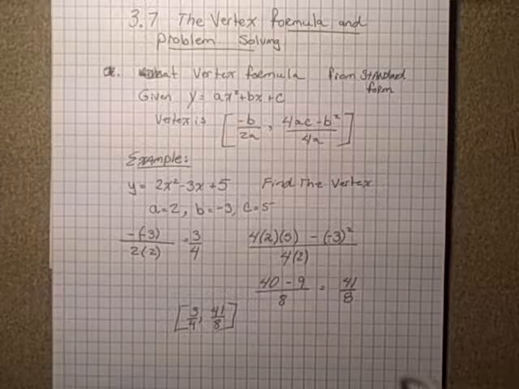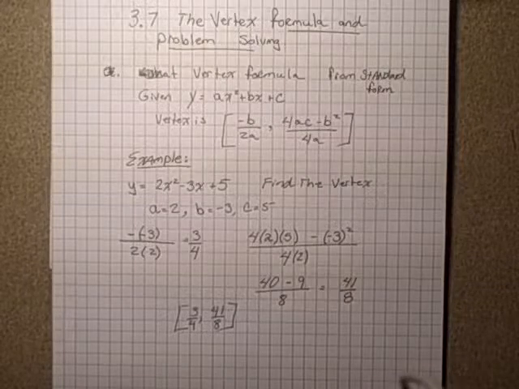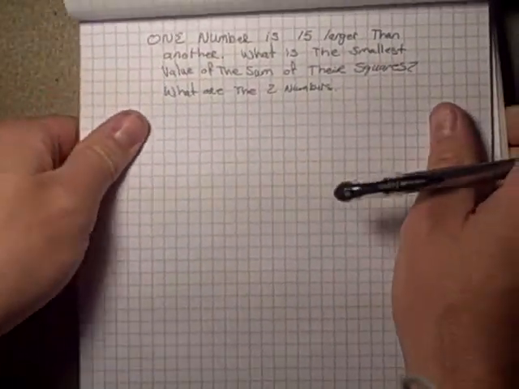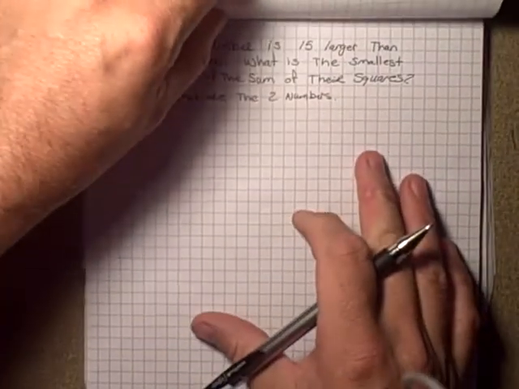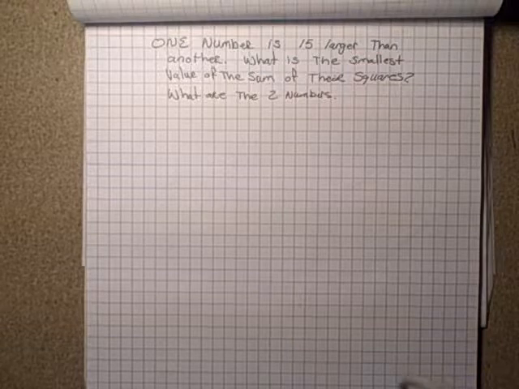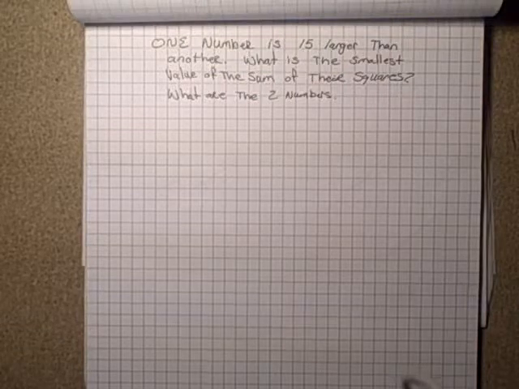Now, I'm going to move on to a word problem. I have a couple of word problems, but in this tutorial I'll probably just be able to do one that uses the vertex formula. So here's my first problem. Let me just put that up there so we can see it. Okay, one number is 15 larger than another. What is the smallest value of the sum of their squares? And what are the two numbers?